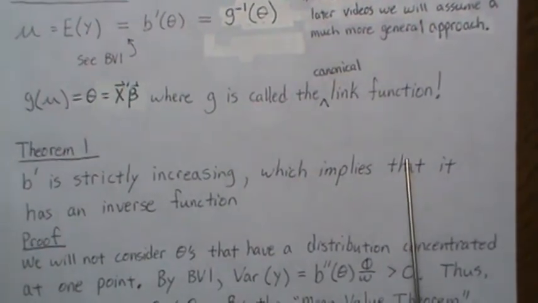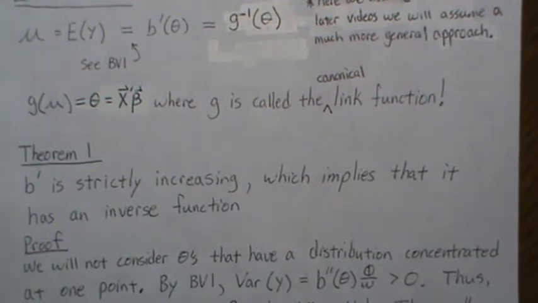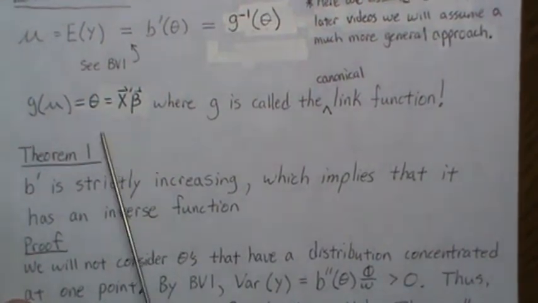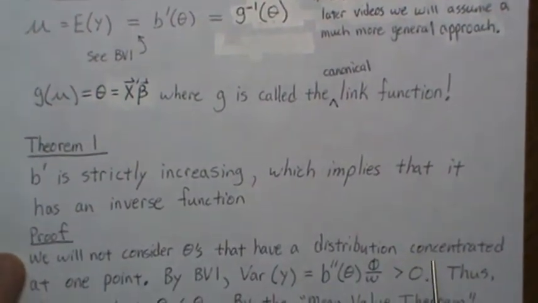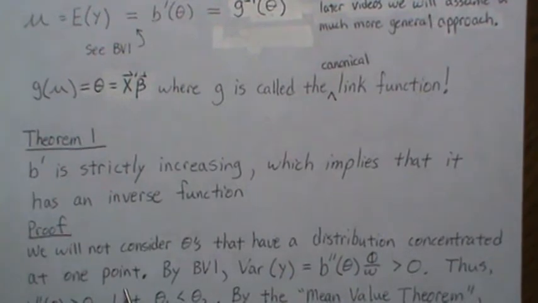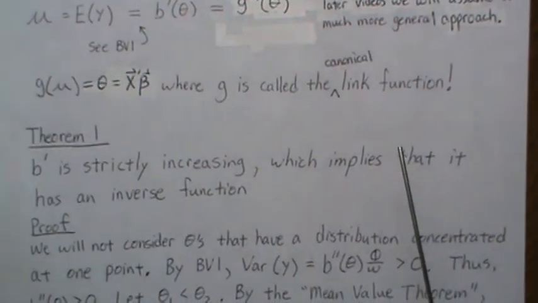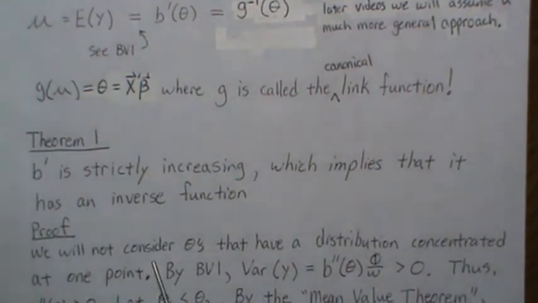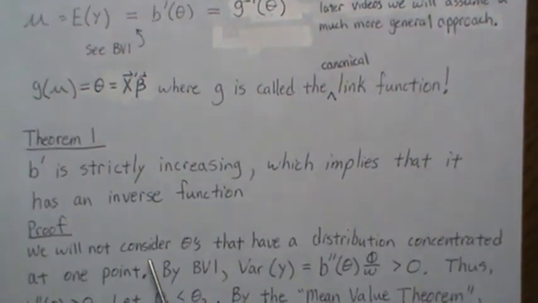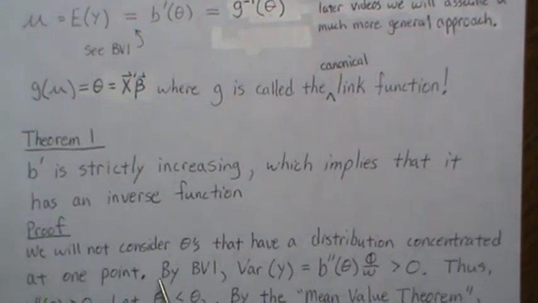So the proof goes like this. Oh, and one note is that we're not going to consider thetas, or the canonical parameters, that have a distribution centered at one point, meaning the variance is 0 if theta equals a certain value. Let's not consider those, because in practice we never consider those. Theoretically you should, but for this video, if we say that we're not in that setting, then it's not a possibility.